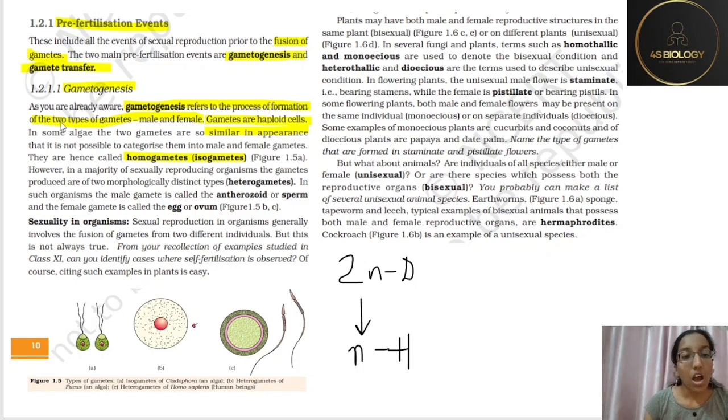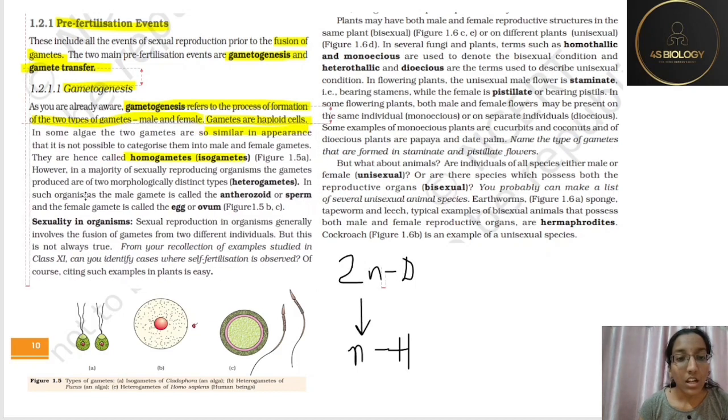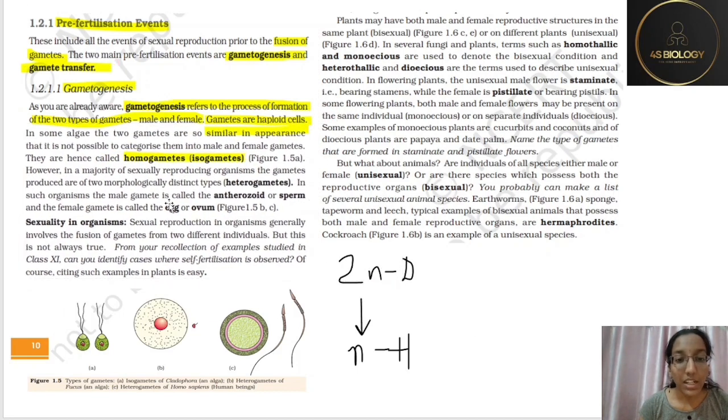So it is homogametes. However, in a majority of sexually reproducing organisms, the gametes produced are of two morphologically distinct types, that is, two different kinds. So that is called heterogametes. Okay, in such organisms the male gamete is called the antherozoid or sperm and the female gamete is called the egg or ovum. So here, this is sperm and this is ovum. Both are different. You can distinguish between each of them.